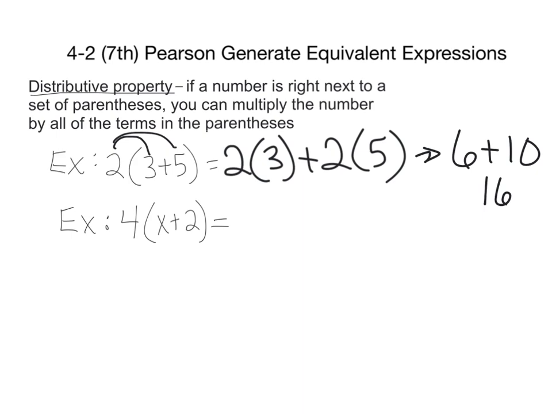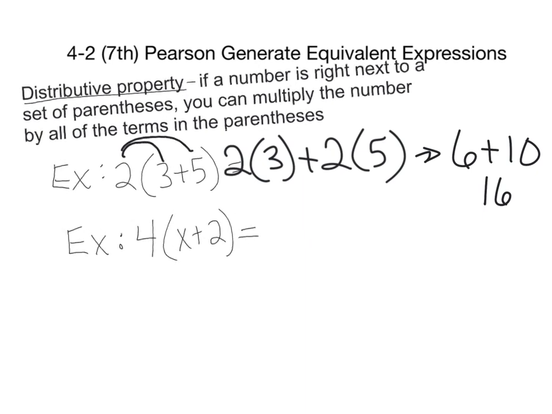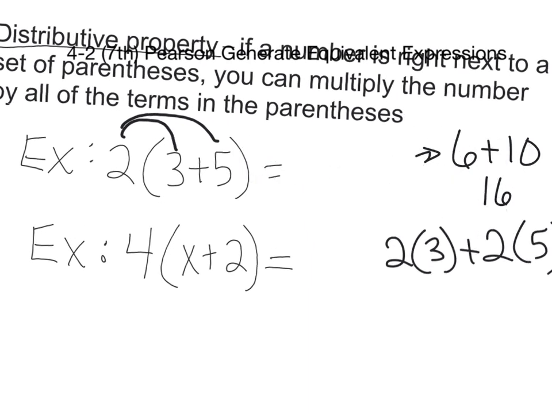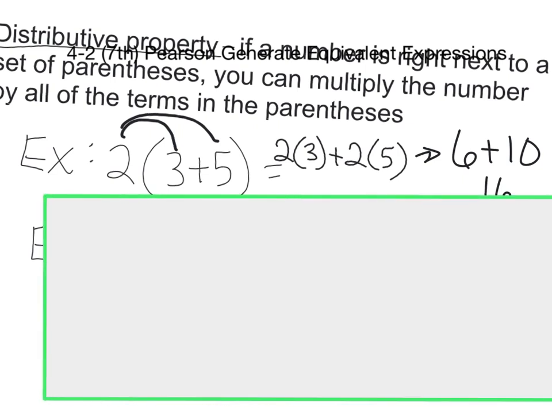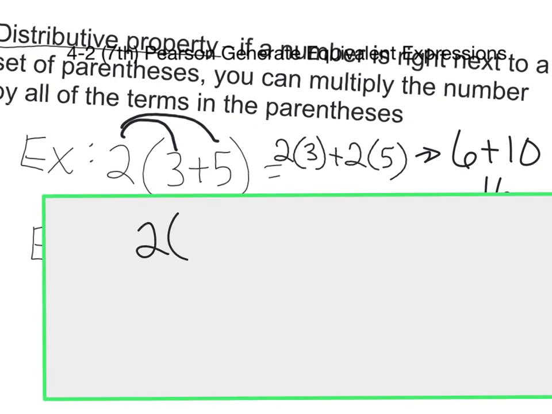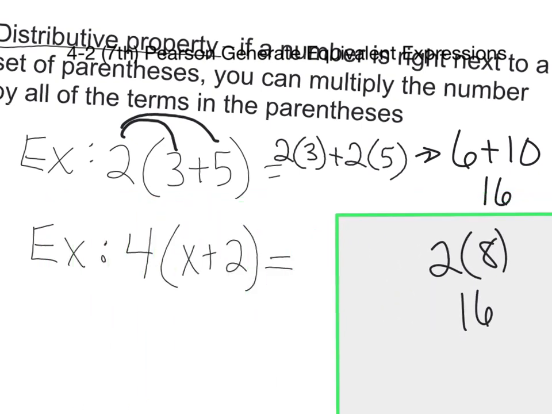Now, I know doing this problem you would not normally do the distributive property. Normally you would just do order of operations. So order of operations, you could work in the parentheses first, and you could say 3 plus 5 is 8, and then 2 times 8 is 16. If you'll notice what we got there, we got 16. Doing the other way with the distributive property, we got 16 as well.